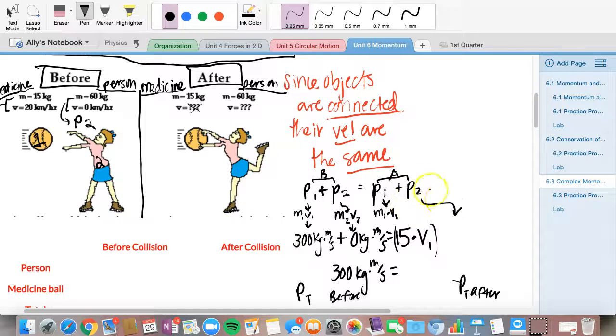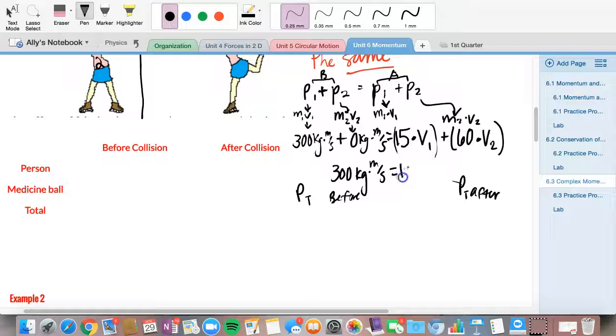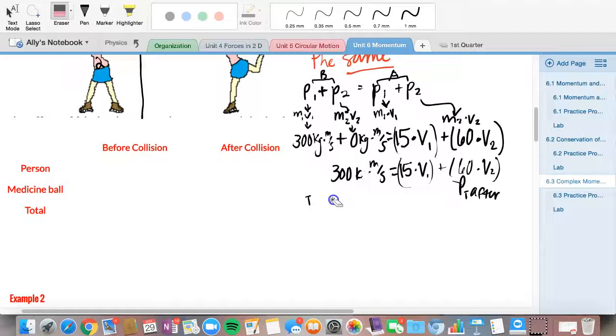Next, let's do our momentum of object 2. It should be the mass of object 2 times the velocity of object 2. Remember, all of this is after the collision. So the mass of object 2 is still 60. And we don't have the velocity, so I have to put v right here. Okay, so now let's look at our equation. We have 15 times v1 plus 60 times v2, and it equals 300. So what do we do next?